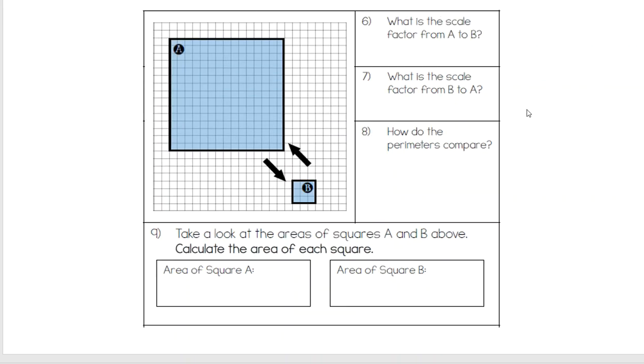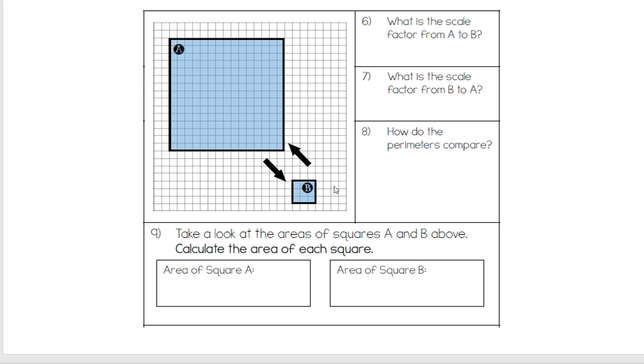Okay, so let's go ahead and take a look at the next part. So for the next part, you can see we have 2 similar figures again, figures that are the same shape, only different sizes. If they are similar, that means that their sides are going to be proportional. Number 6 says, what is the scale factor from A to B?